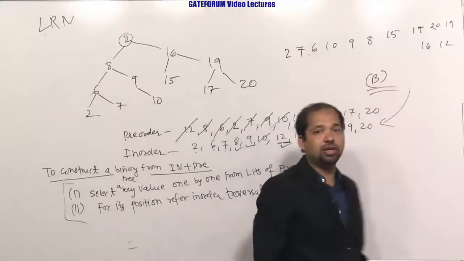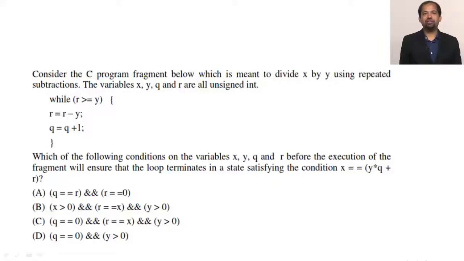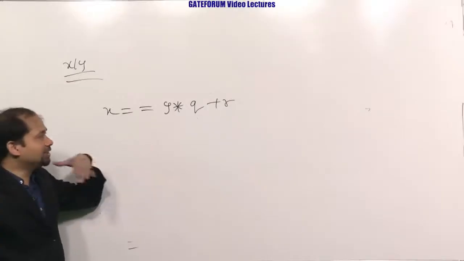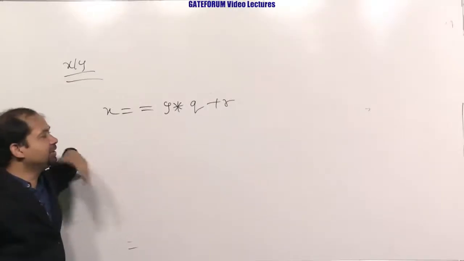So this is the end of the question. In this question we are given a C program, and the variables x, y, q, r are all unsigned integers. Which of the following conditions on the variables x, y, q and r before the execution of the fragment will ensure that the loop terminates in a safe state satisfying the condition x equal to y times q plus r? So basically we are dividing x by y. This is the target, and the division is done by using repeated subtraction.